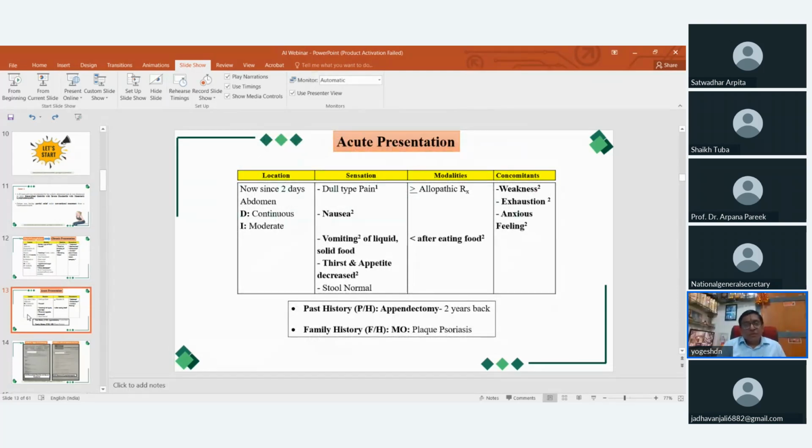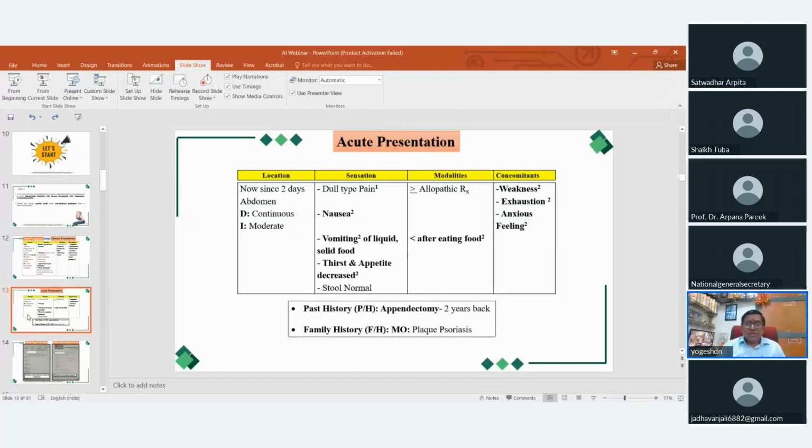state that she is having abdominal pain. The type of pain is dull now. Earlier in chronic presentation it was colicky type of pain. Now the type of pain is dull. Nausea is same, and vomiting of liquid and solid food, thirst and appetite decreased, stool normal. Weakness, exhaustion, anxious feeling.